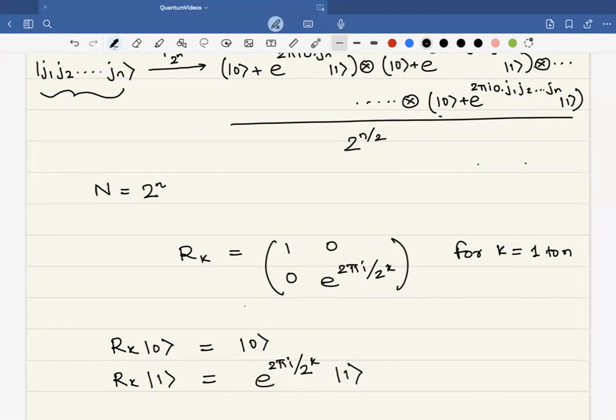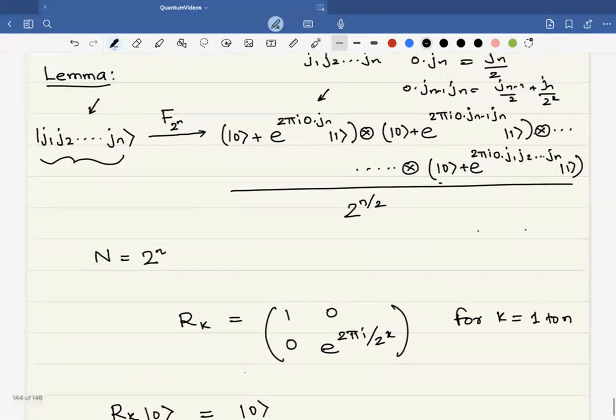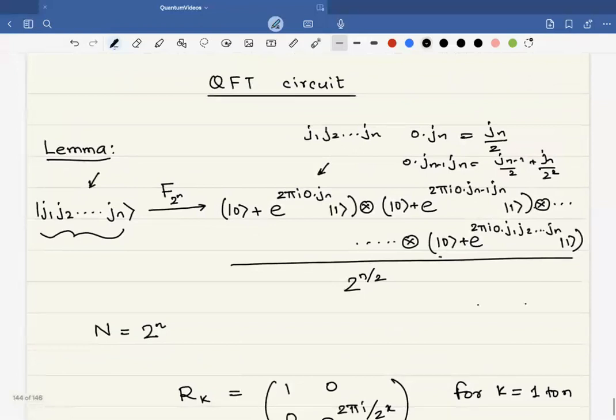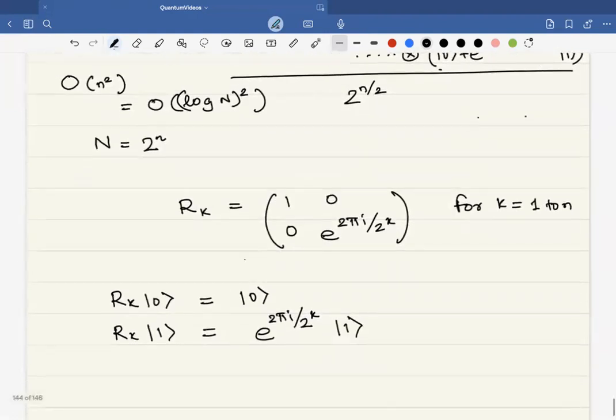And what we are going to show is that the Fourier transform circuit is efficient, in the sense that if little n is the number of qubits, then the number of gates required to implement this Fourier transform is of order n squared. If I write it in terms of capital N, this is of order log N squared. That's what we are going to show. So let's go to the circuit.